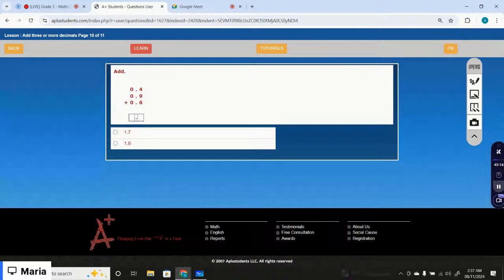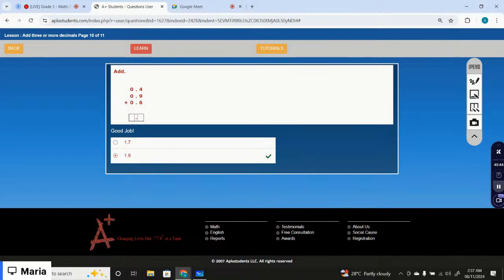0.4 plus 0.9 plus 0.6. So which is the correct option? That is 1.9. Option number 2 is the correct option.